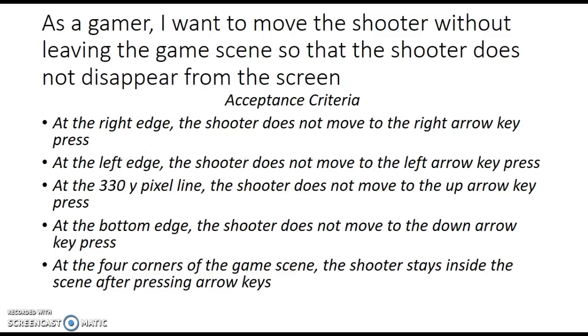As a gamer, I want to move the shooter without leaving the game scene so the shooter does not disappear from the screen. At the right edge of the screen, the shooter does not move to the right with the right arrow key press. At the left edge, the shooter does not move to the left with the left arrow key press. At the 330 wide pixel line, the shooter does not move above that line with the up arrow key press. At the bottom edge, the shooter does not move downward with the down arrow key press.